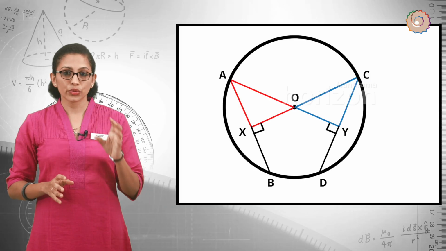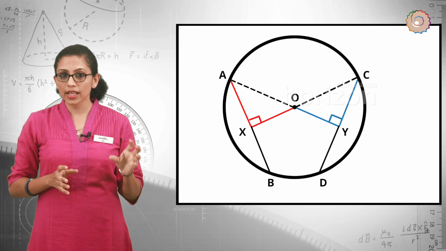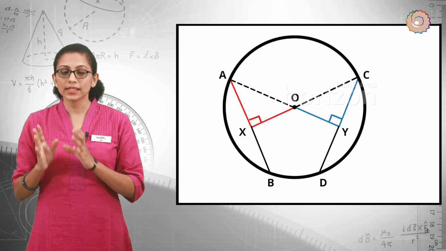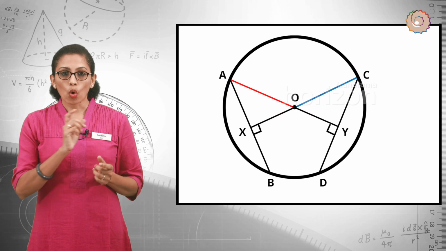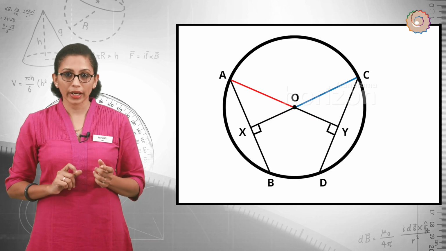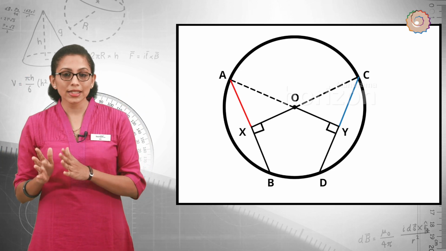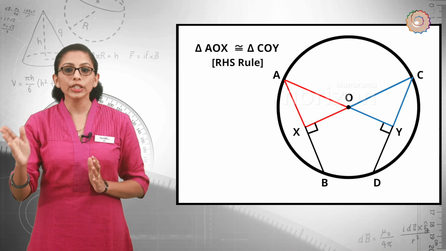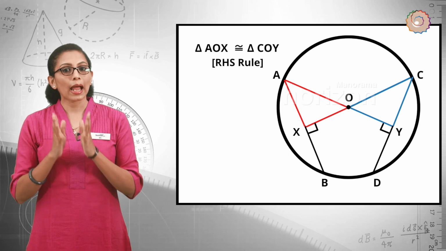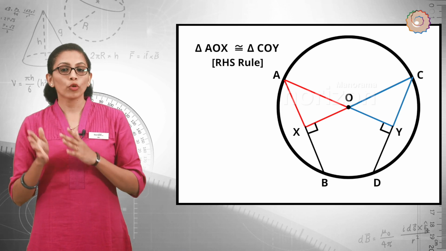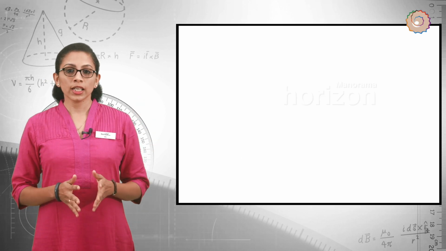Now consider the triangle AOX and triangle COY. We can say angle OXA is equal to angle OYC because they are both 90 degrees. It's already given data. Now take OA. OA is equal to OC. We can say they are both radii, right? Now AX is equal to CY from equation number 3. So we can say triangle AOX is congruent to triangle COY by RHS rule. What is RHS rule? Right angle hypotenuse side. Therefore, by CPCT we can say OX is equal to OY. Hence proved. Let's see the next theorem.